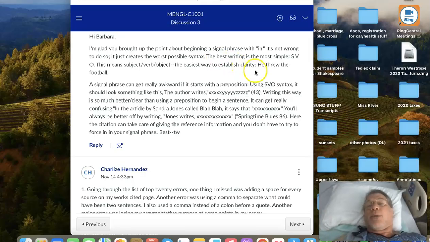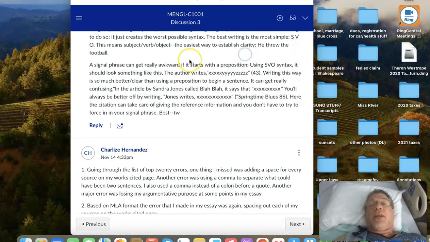The best writing is the most simple. That's when you say subject, verb, object, like he hit him, right? You can't mistake that message. So this is the easiest way to develop clarity in your writing. You don't ever really want to separate the subject and verb. Those two things should be next to each other, unless you're really adept at it. But even then, it's done sparingly, right?